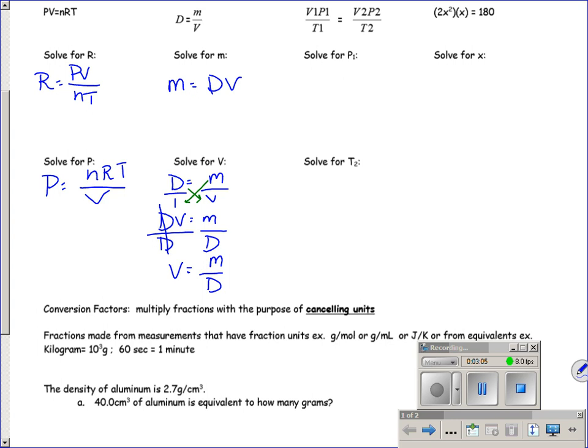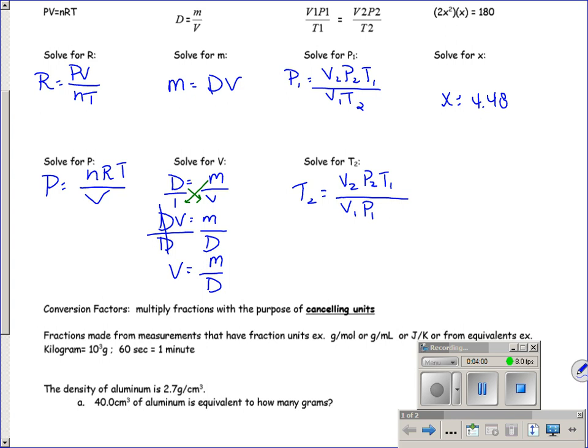So again, we use cross multiplication and division for the next problem, P1 equals V2 P2 T1, cross multiplied, dividing by V1 T2. Same thing here under T2. T2 is equal to V2 P2 T1 divided by V1 P1. And then solving for x, X is equal to 4.48.